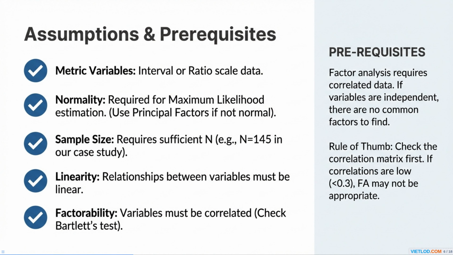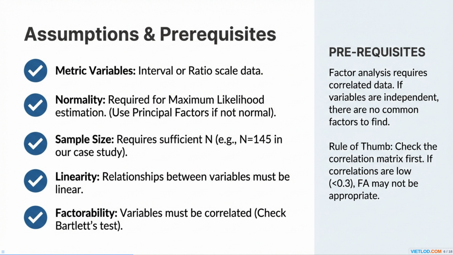The relationships between the observed variables are assumed to be linear. Most importantly, the data must be factorable. This means the variables must be correlated with each other. If there are no correlations, there are no common factors to find. We can formally check this using Bartlett's test of sphericity.